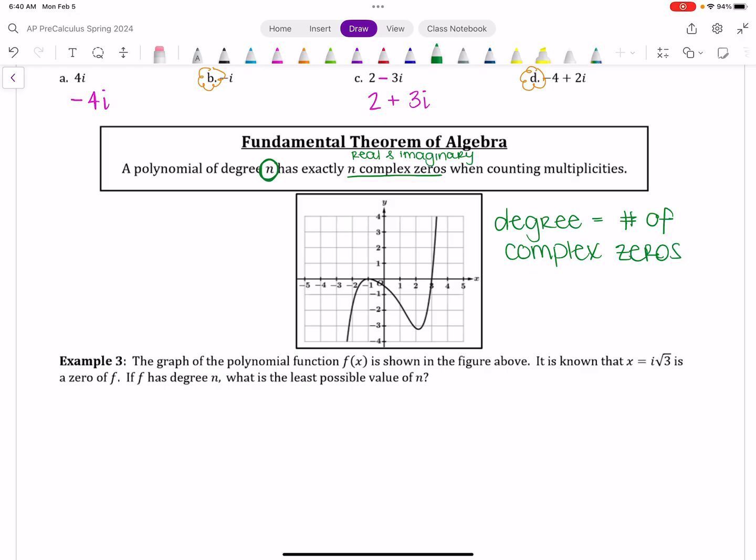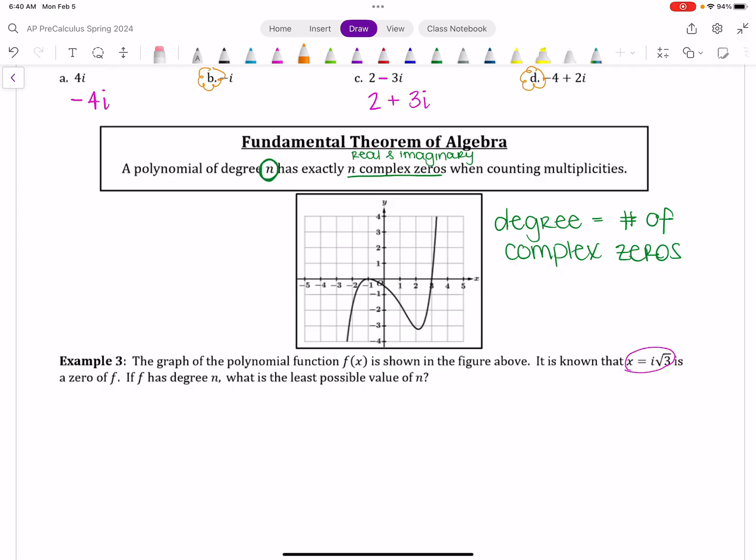So for example, if we have the graph of f of x, we know that x equals i square root of 3 is a zero of f. And if f has degree n, what is the least possible value of n? So essentially this is asking us to find all of the zeros from the graph and the given complex zero, and determine what the least possible degree of f of x could be.